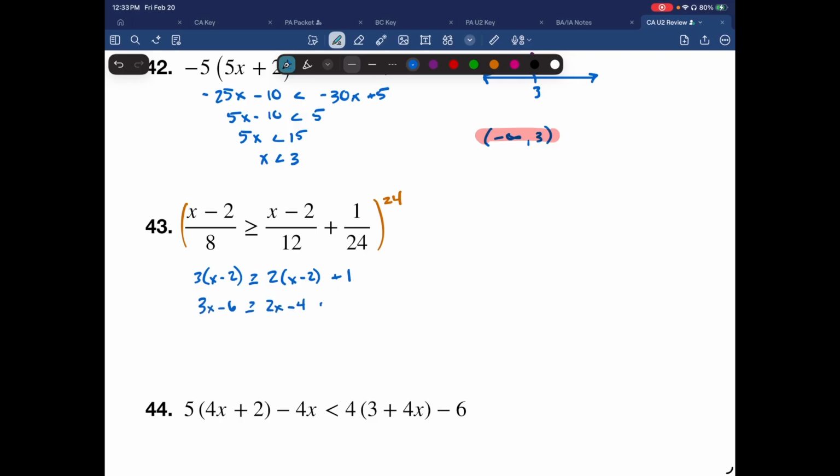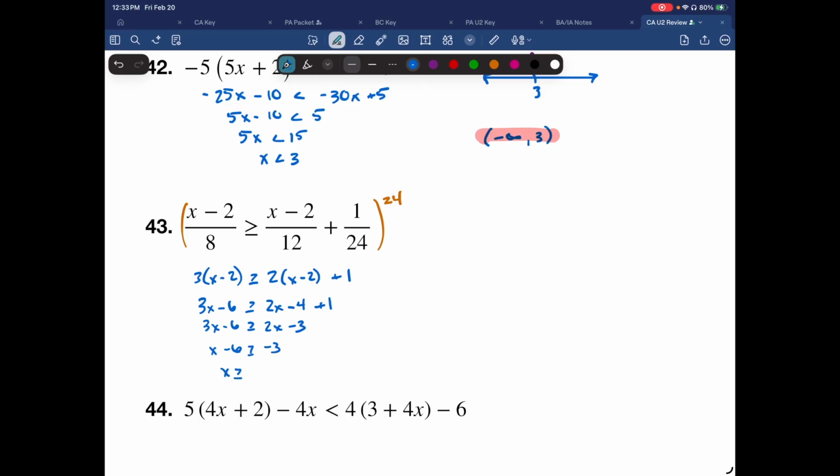All right, so move all your x's to the left. Let's clean this up first. 3x minus 6 greater than or equal to 2x minus 3. All right, now, when I move the 2x, this is going to be x minus 6 greater than or equal to negative 3. X is greater than or equal to, add 6, you get positive 3.